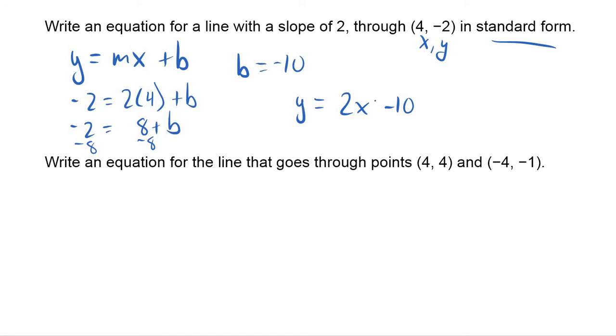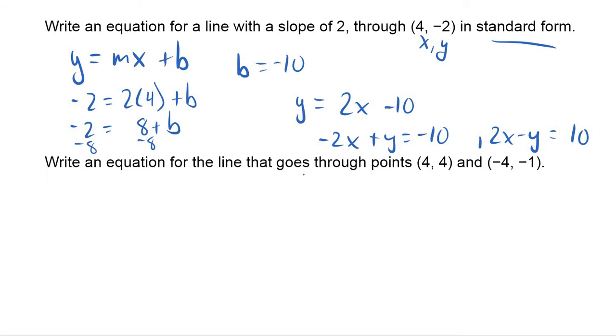They say standard form, so let's just subtract that over. So negative 2x plus y equals negative 10, or we could take a negative through there: 2x minus y equals 10, whatever they want. Okay, there's a bunch of different ways we could write that.